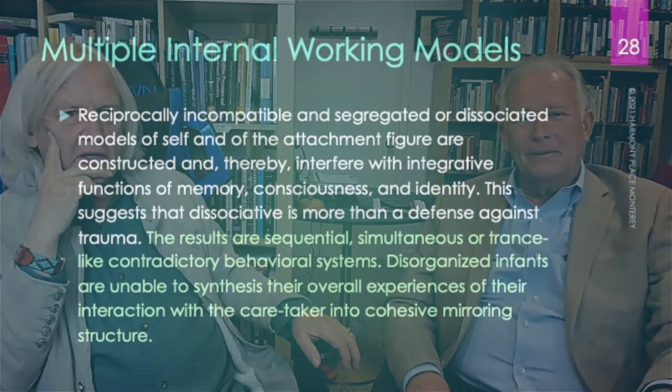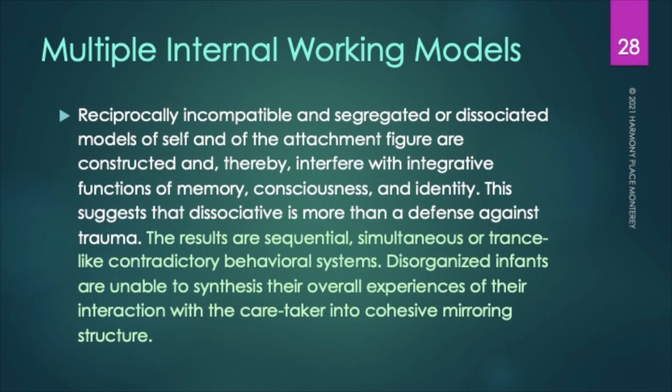All right, so there are these segregated and dissociated models of self and the attachment figure that are constructed early in life. Every child that's abused has to believe that my mama is perfect and I am defective in order to explain why they're being abused or neglected. And so they're left with systems where they feel a core sense of defectiveness.